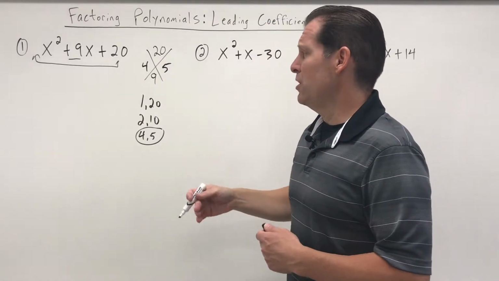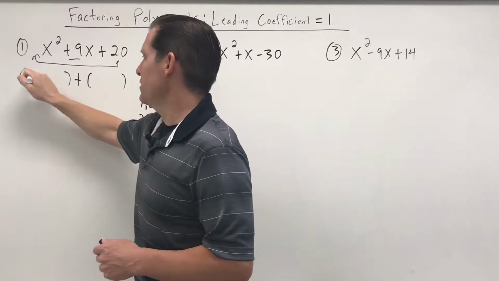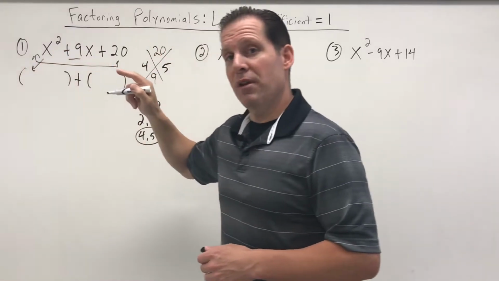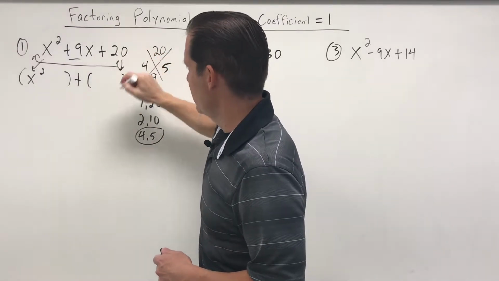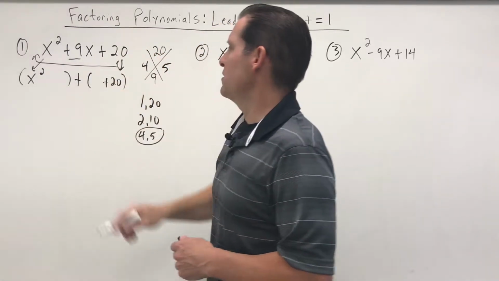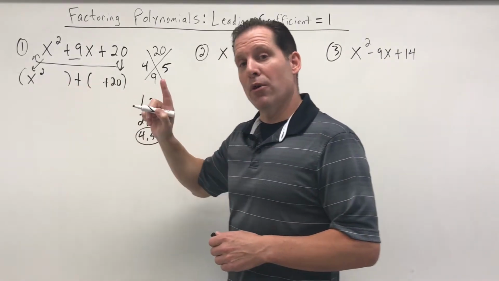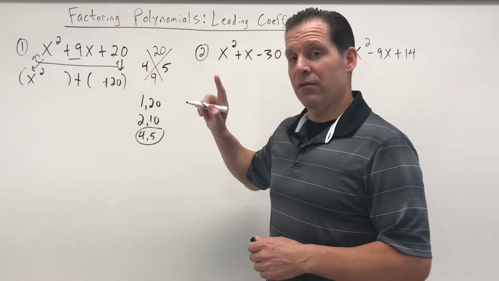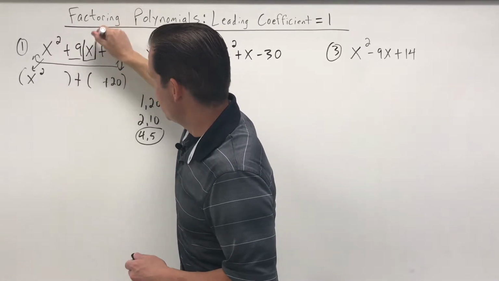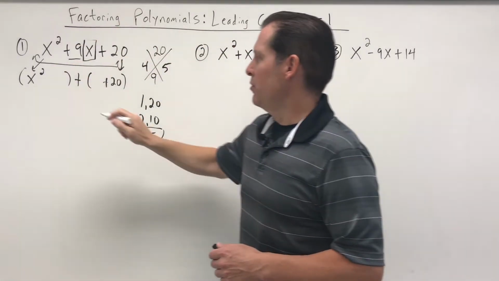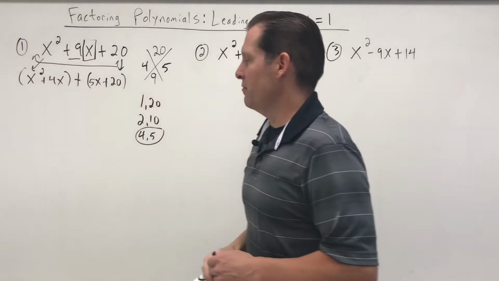Now I'm going to drop two sets of parentheses separated by a plus. Then I'm going to take this first term here, and that's going to go in that first spot, and then take this last term and put that in this spot right here. Now we have these two open spots, and we're going to take the two factors that we found and put them in here in any order with whatever this variable is. So I'm going to put the positive 4x, and then we have 5x here.